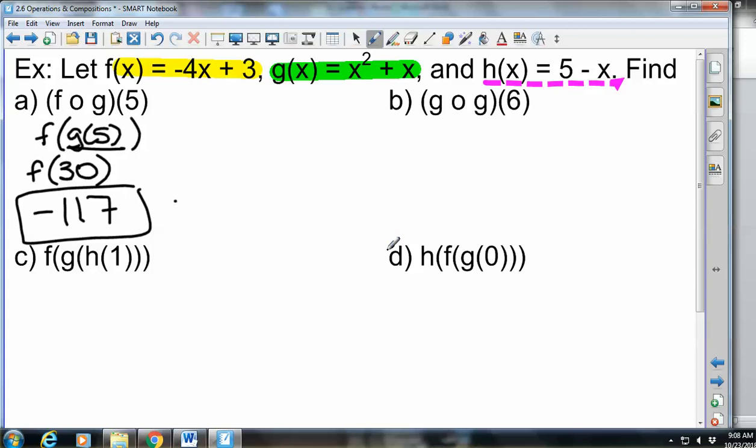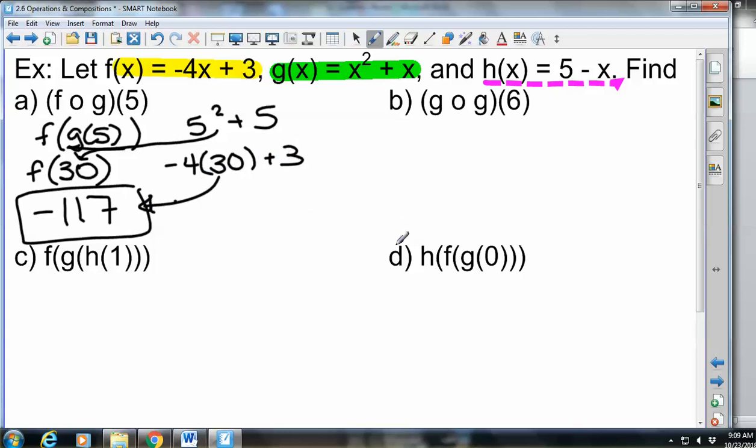Do we have a question? When we did the g of 5, we went up here. So that's 5 squared plus 5. So that's where the 30 came in. Now we plug a 30 into f. So that's negative 120 plus 3. That gives us... I was wondering why. I added that, it would make a difference.